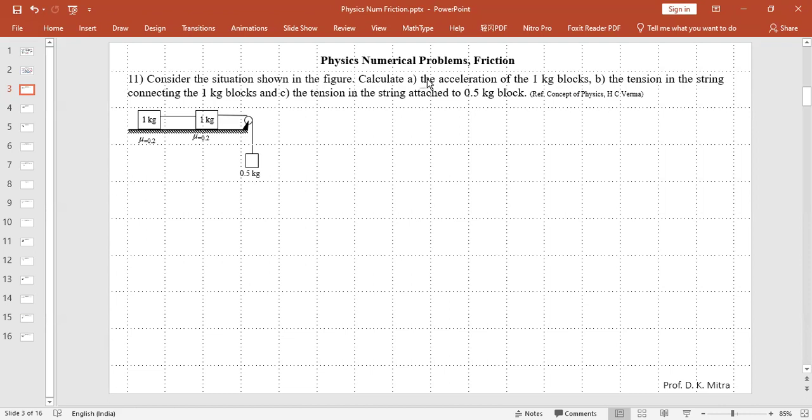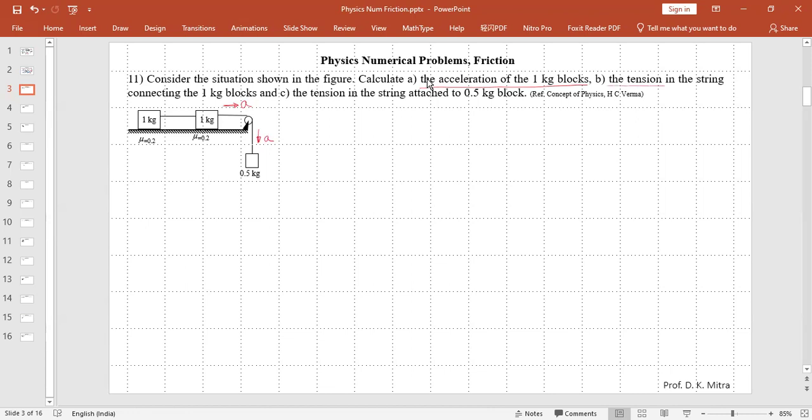Calculate the acceleration of the 1 kg blocks. What will be the acceleration of these 1 kg blocks? Let us say their acceleration is A. Since they are tied together, their acceleration will be the same. And of course, since there is a single rope, the acceleration of this downward block also will be A, without any doubt.